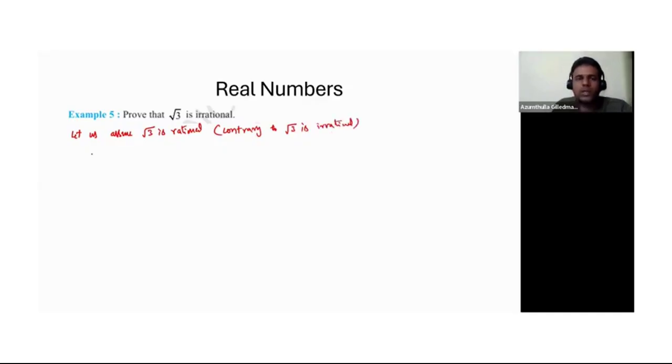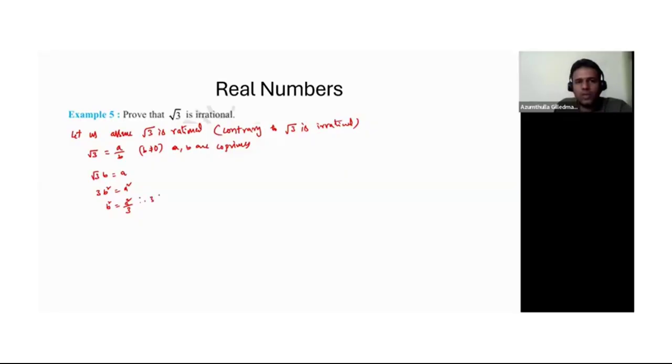So how to prove that? So I have assumed root 3 as rational. So if root 3 is rational, I can write root 3 as a by b, where b is not equal to 0 and a, b are co-primes. So both a and b are co-prime numbers. Then I can write this as root 3 b equal to a. If I square on both sides, then I can write 3b square as a square. That means I can write b square as a square by 3. That means 3 is dividing a square. That means 3 can also divide a, right?